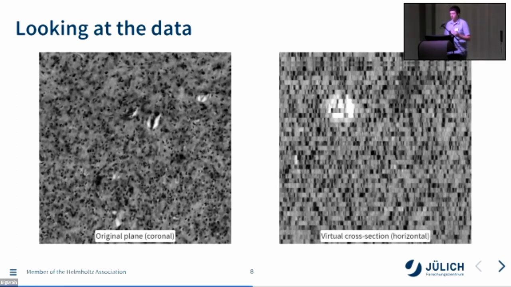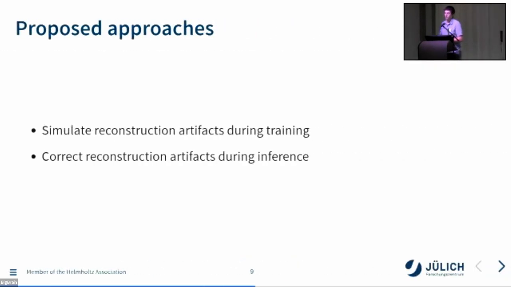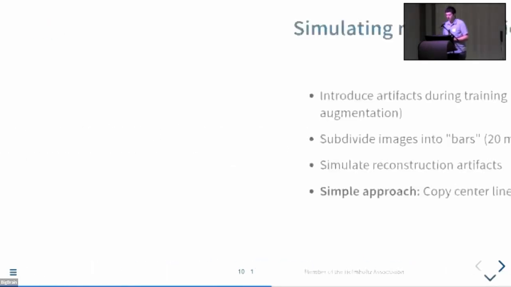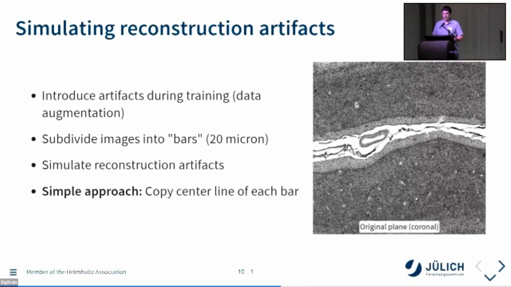So this is a problem, and we thought about what we can do about it. In this initial project, we thought about two approaches to tackle this problem. The first one is to simulate what I call here reconstruction artifacts, so these stripes that we see, during training, to make the model robust against this kind of artifact. And the other one is to correct the artifacts before prediction.